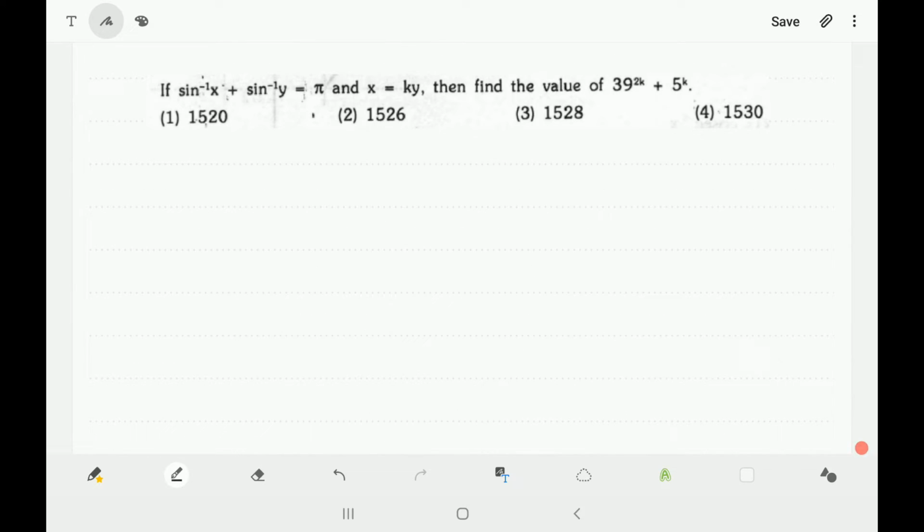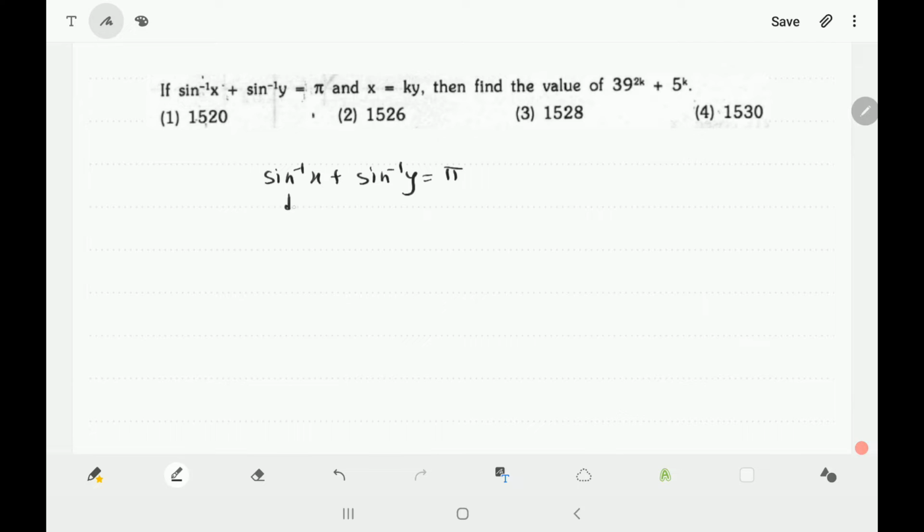If sine inverse x plus sine inverse y is pi and x is equal to ky, then we have to find the value of 39 raised to the power 2k plus 5 raised to the power k. First you just need to find the value of k. For that we can write this as sine inverse x plus sine inverse of y is equal to pi.